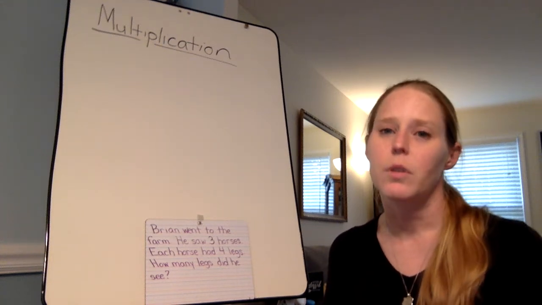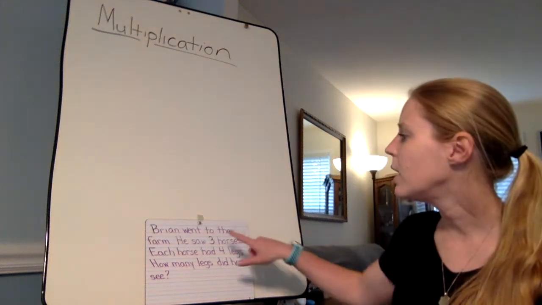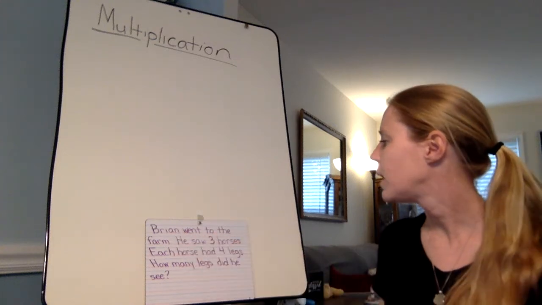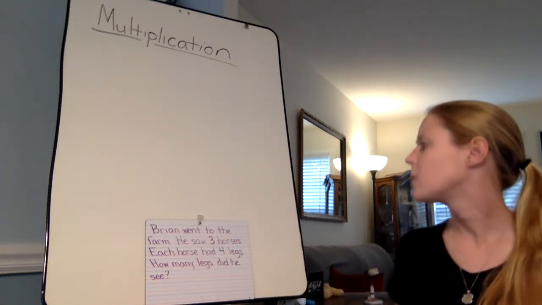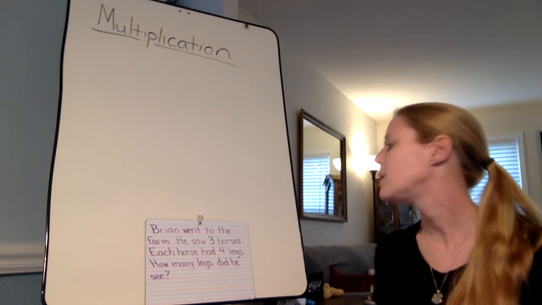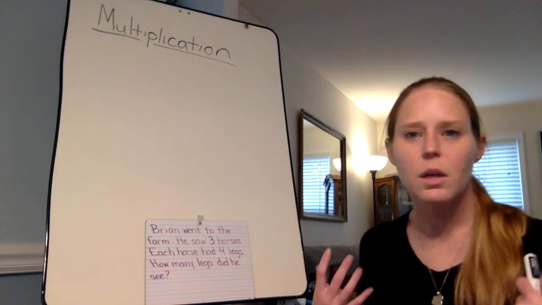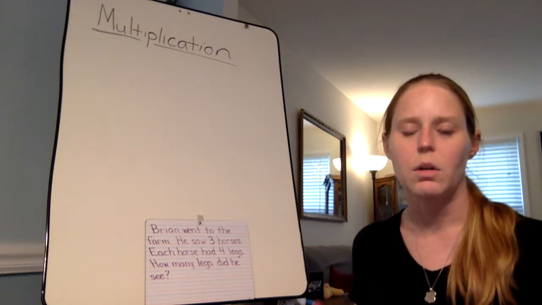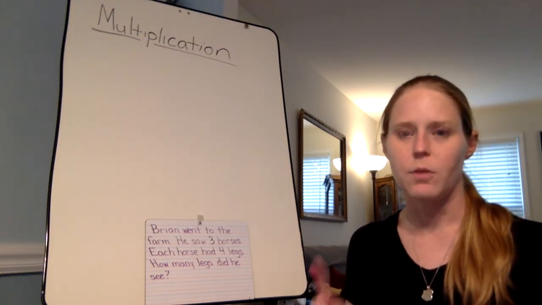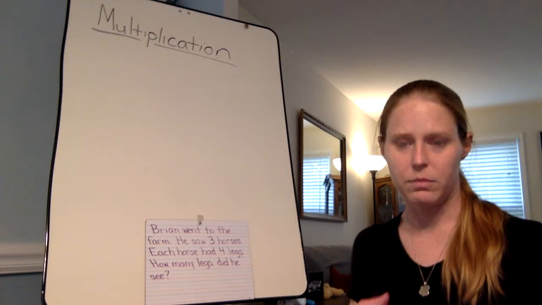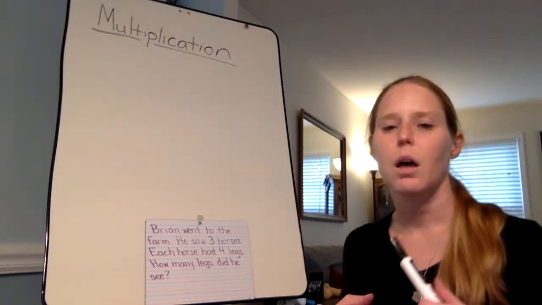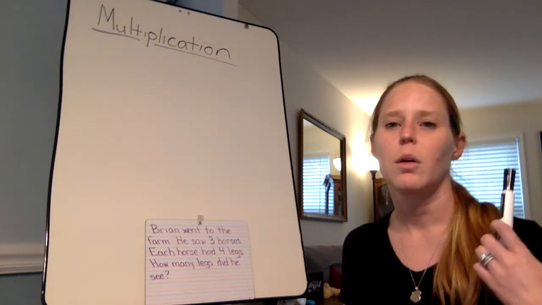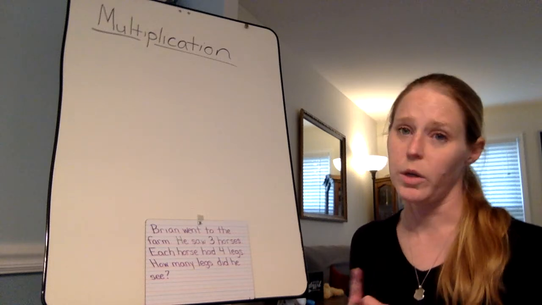I'm going to start us off with a word problem, and it is: Brian went to the farm. He saw 3 horses. Each horse had 4 legs. How many legs did he see? So there's a couple different ways that we could use to solve this, but the first thing I really want to do is CUBE it. If you remember, CUBE is circle the numbers, underline the question, box the keywords, and do your equation.